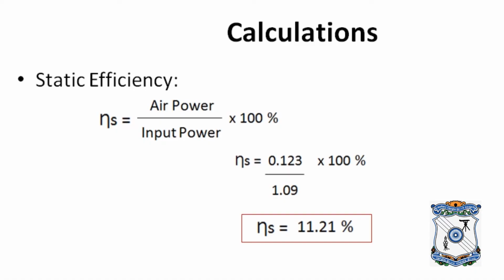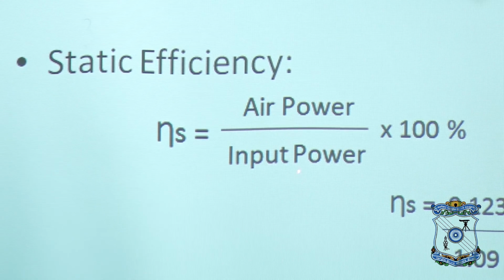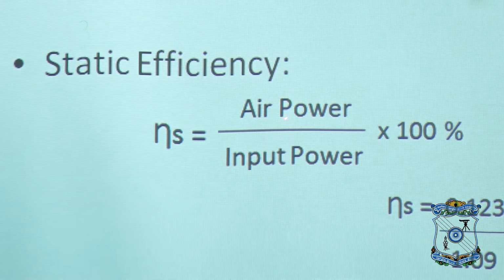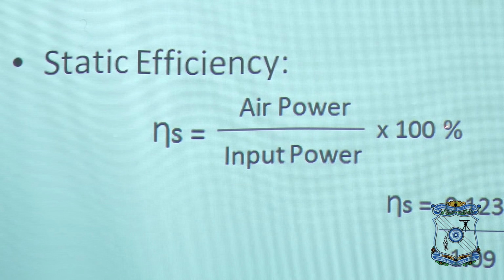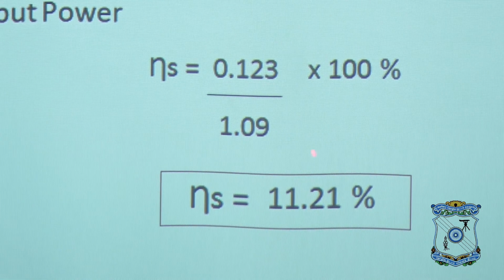And then static efficiency, so eta_s is equal to, we know the value of air power and input power, the ratio between these two, air power and input power. If you multiply it by 100, you will get it in terms of percentage. So the static efficiency is around 11.21 percentage.